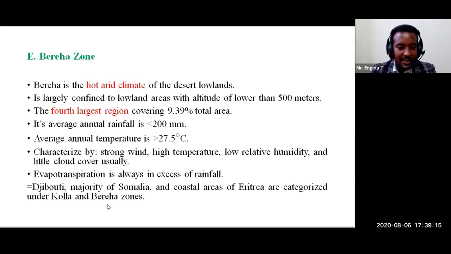It has an average rainfall of below 200 millimeters, I think, and the average annual temperature is greater than 27 and greater than 30 degrees centigrade. Some parts of Ethiopia experience nearly 40 to usually 50 degrees centigrade. Which part of Ethiopia experiences this much is a very important question.